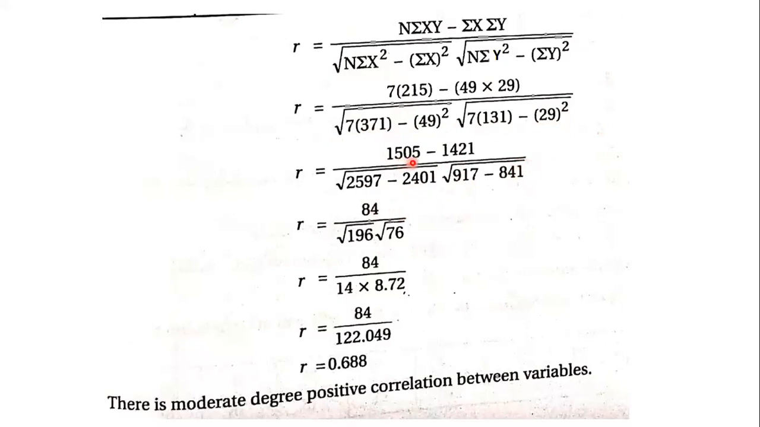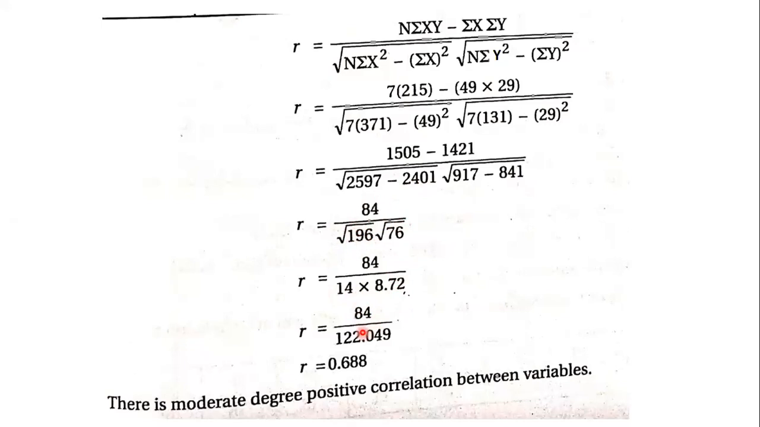Next step, 1505 minus 1421 will give me 84, whole divided by 196, square root of 196 into square root of 76. So that is the next value, square root of 196 into square root of 76. Next, 84 divided by, now square root of 196 is 14 into square root of 76 is 8.72. Again, if you see here, first the subtraction was done and then for the final value, we have found the square root.